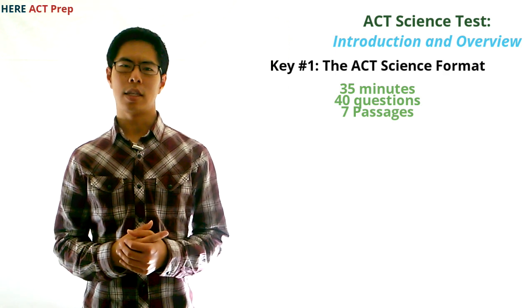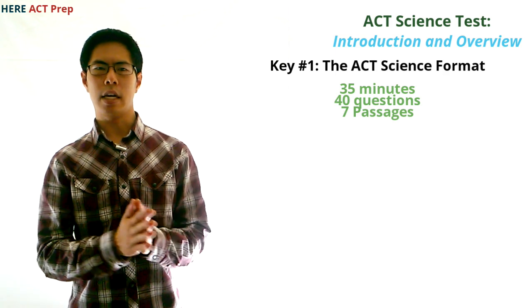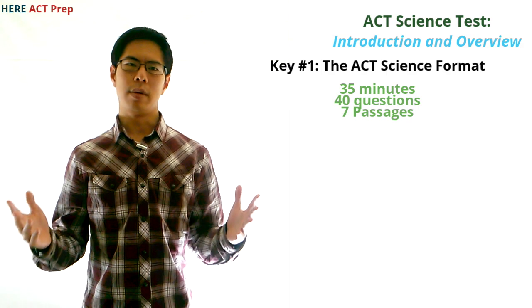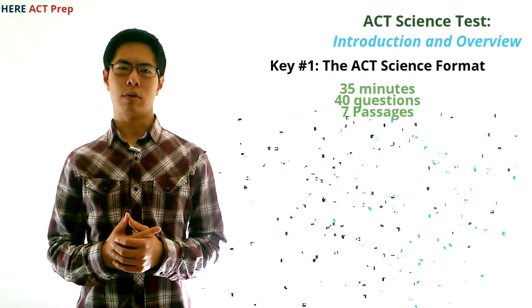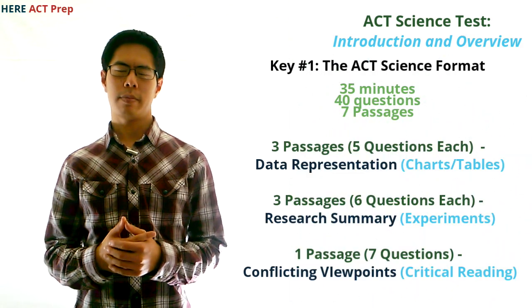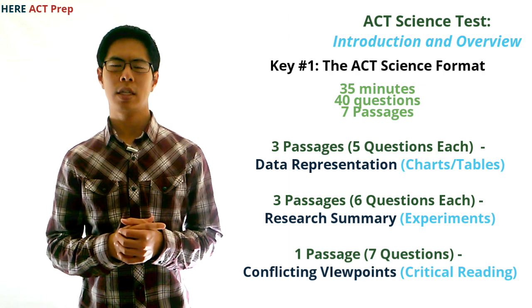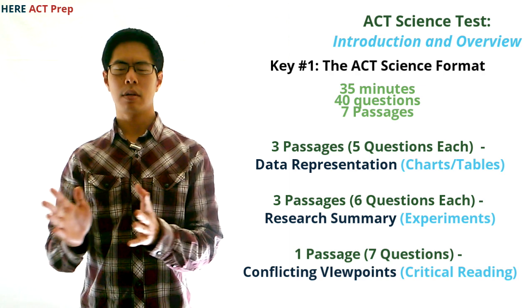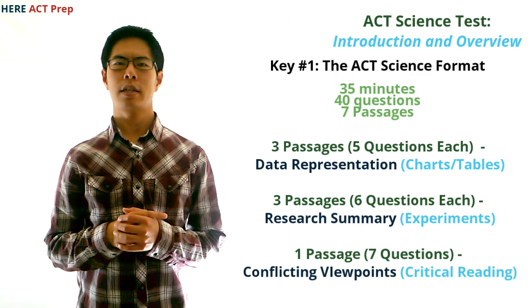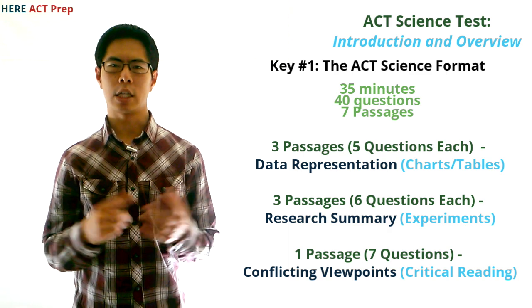Like the reading test, the Science Test is also 35 minutes long and has 40 questions. There will be 7 passages on the Science Test, and they will show up in random order. 3 of the passages will be data representation passages with 5 questions each that focus on charts and tables. 3 of them will be research summary passages with 6 questions each that focus on experiments.